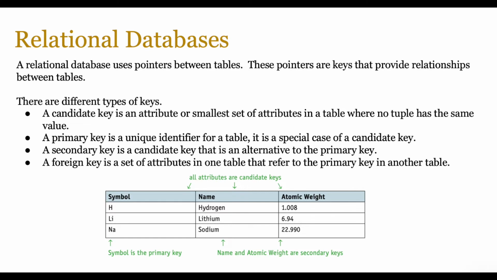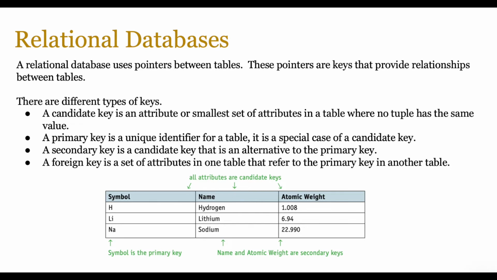So let's start by looking at the example that you see on screen. A database of chemical elements contains a table elements with attributes symbol, name, and atomic weight. Now if you look at this, all three of these are candidate keys because the symbol is unique, the name is unique, and the atomic weight is unique. So in this particular case, the symbol might be recognized as the primary key, and the other two are going to be the secondary keys because they can be used as the primary key as well if needs be.